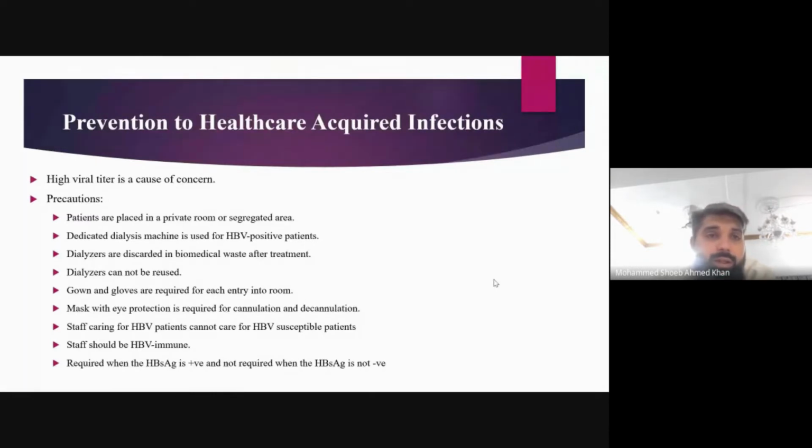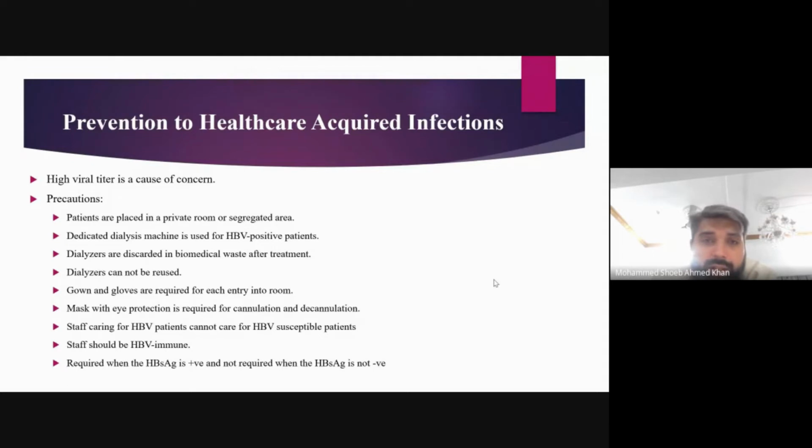To prevent healthcare-acquired infections, we need to check the viral titers, especially of hepatitis B. If it's not adequate, like less than 100, it's better to give a booster. If less than 10, revaccinate them completely. And we need to make sure that we have a dedicated machine for hepatitis B virus positive patients, because this is a highly virulent virus.